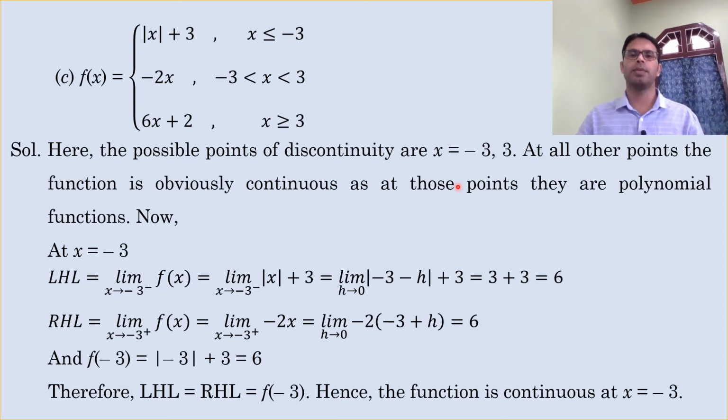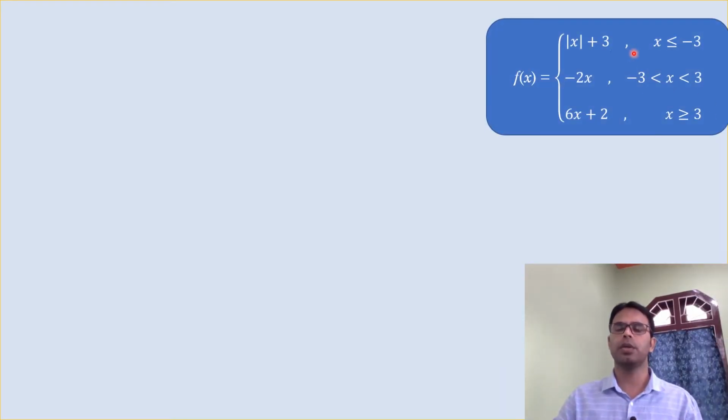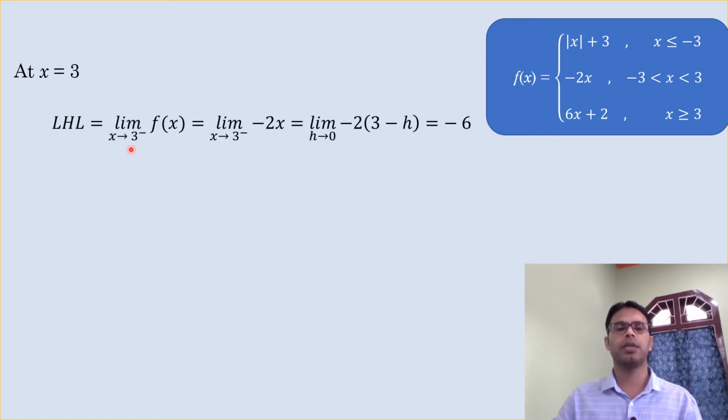So we checked the continuity at the point minus 3, then we check the continuity of the function at x equal to 3. So this is the function, need not write in your copy. So at x equal to 3, again this time you find left hand limit and right hand limit. So left hand limit, x tends to 3 minus, means less than 3. Here x is less than 3, so fx is minus twice x. So using the value minus twice x, then making h tends to 0, it is minus 2 into 3 minus h, here x is replaced, and h is 0, it is minus 6 only.